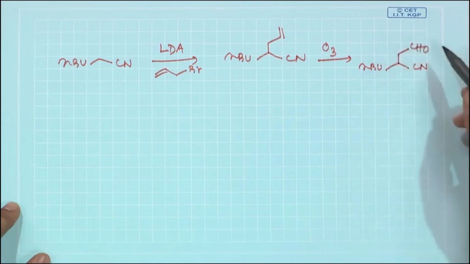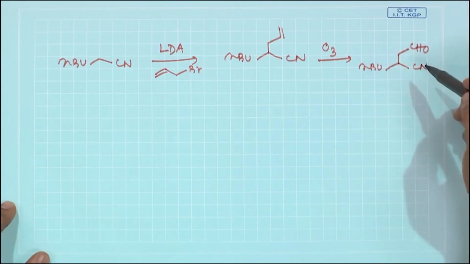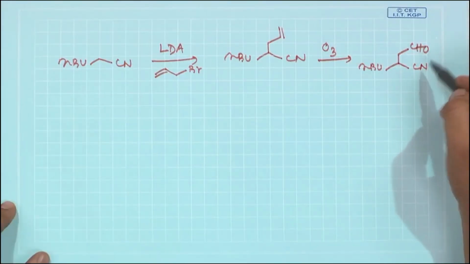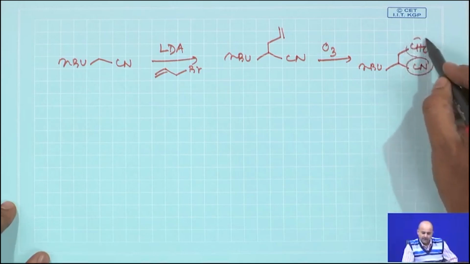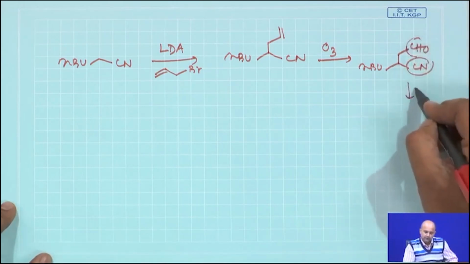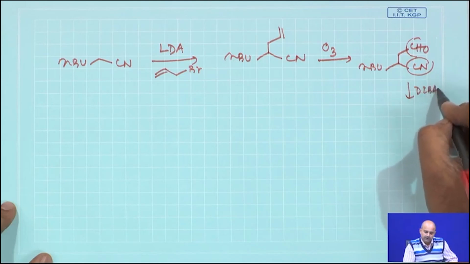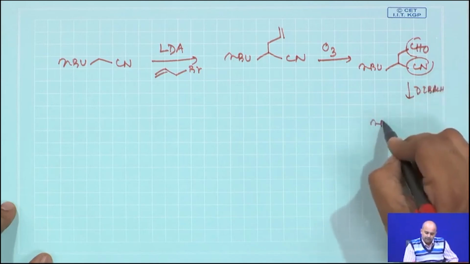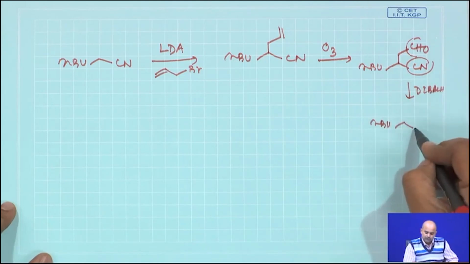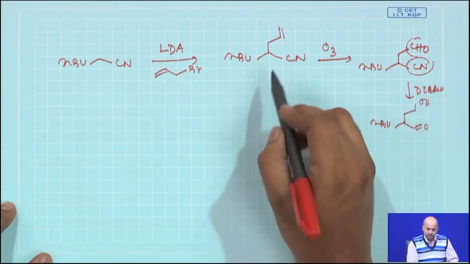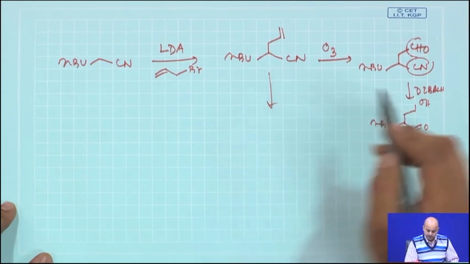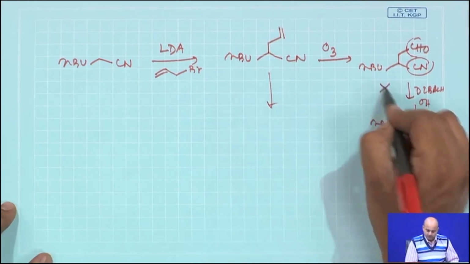CHO. Now, we have a difficult situation because here if you now do a DIBAL reduction, the cyanide will be reduced, that is fine, but you also have this aldehyde, which will also now be reduced to the corresponding alcohol. So, with ozonolysis you need to be very careful about which place you use it. So, this route is discarded.